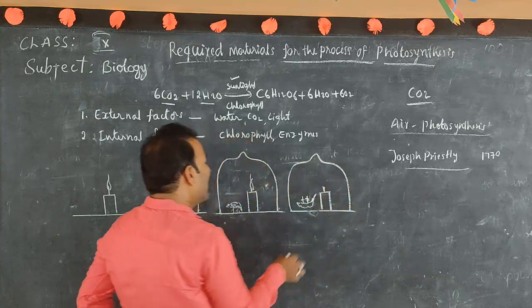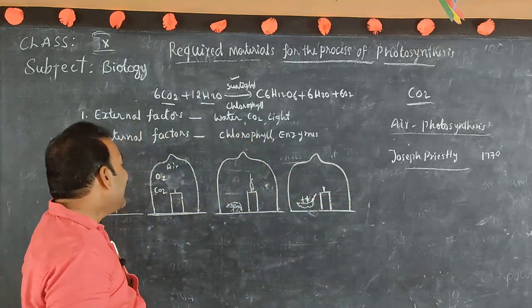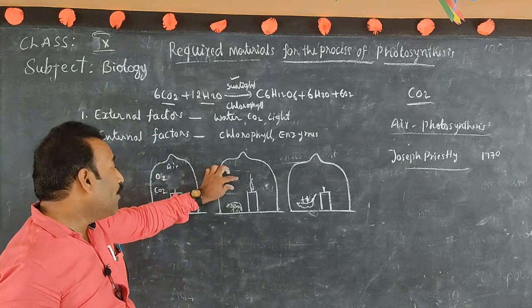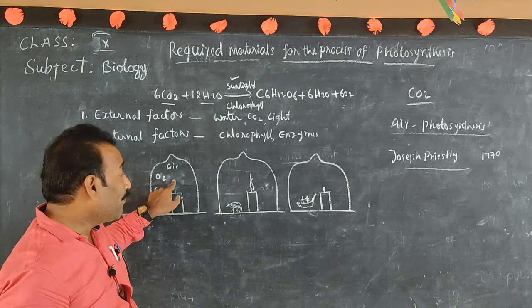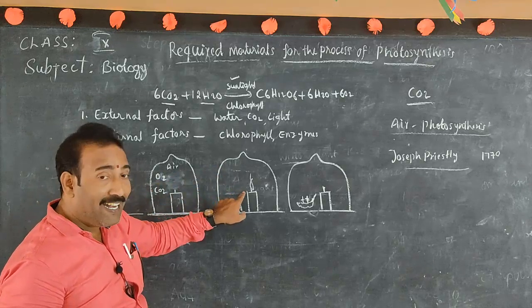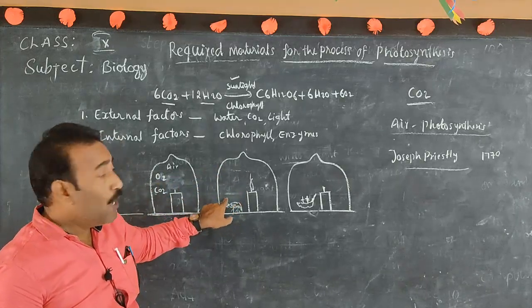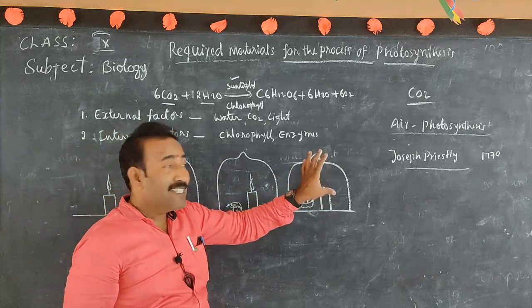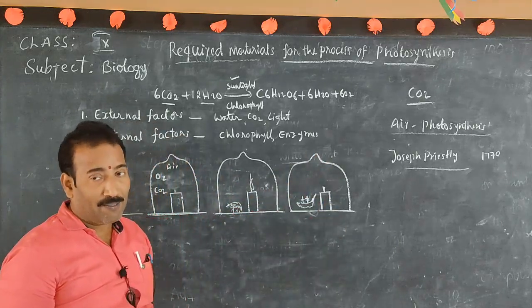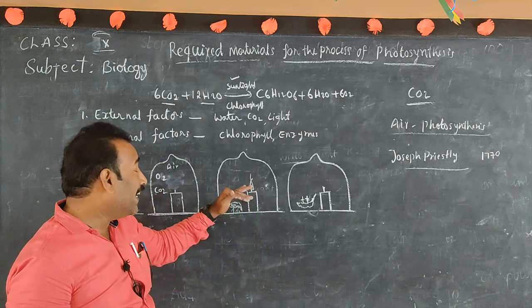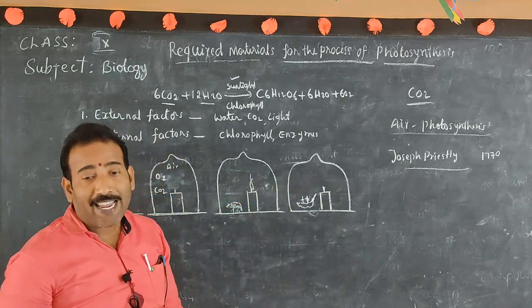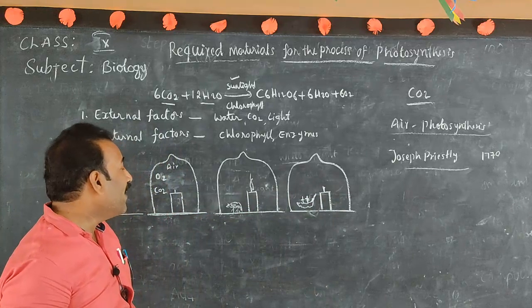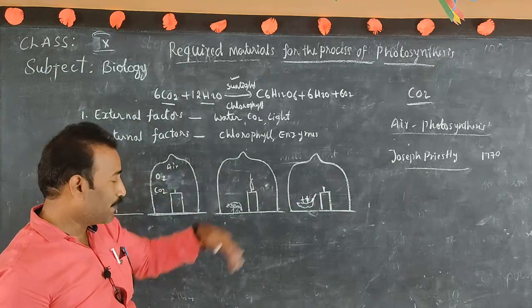He noticed that the candle was turned off very early compared to the first experiment. Why? Burning of the candle and breathing of the rat both require the same gaseous constituent, oxygen. Both are releasing the same gaseous constituent, carbon dioxide. That's why the candle was turned off very early than in the first experiment.